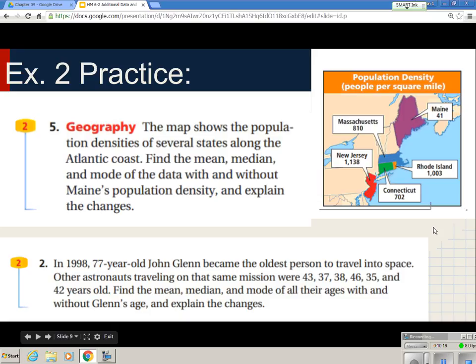All right, give yourself a shot at this. We're going to look at number 5. You're going to do this one on your own first. It says the map shows the population densities of several states along the Atlantic coast. I want you to find the mean, the median, and the mode of the data without Maine's population and then with Maine's population. So remember, the number is per square mile. So within a mile, that's how many people live in that area. Okay? With and without, come back when you got that done.